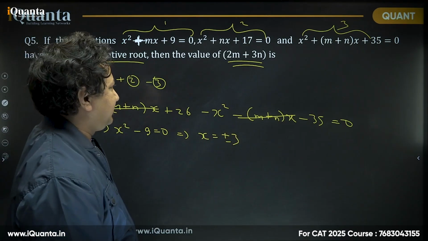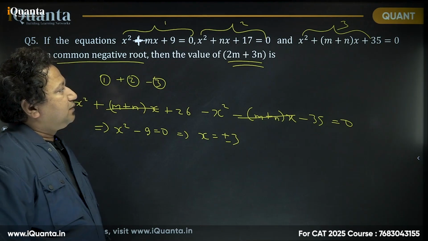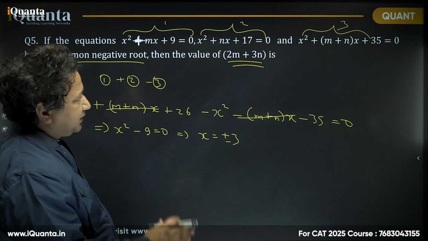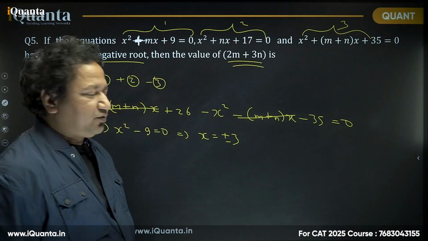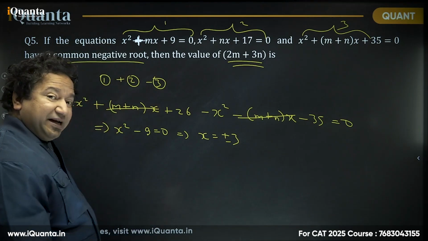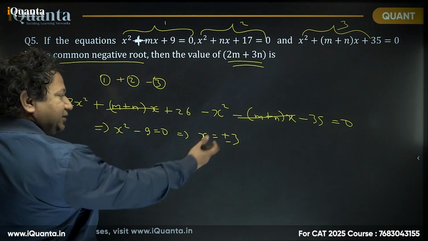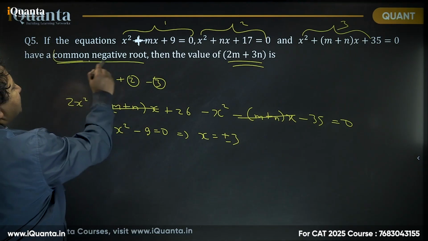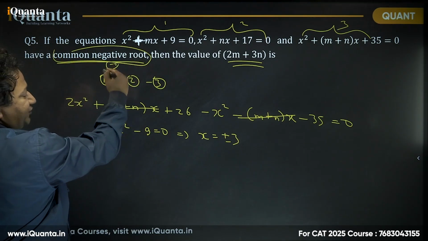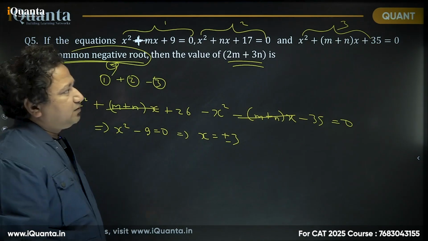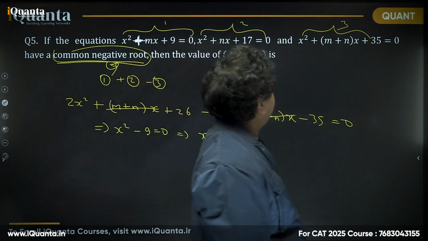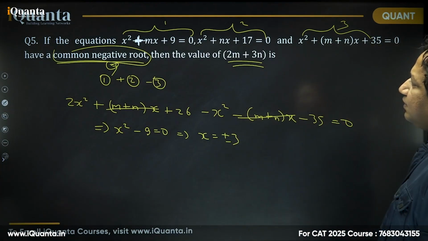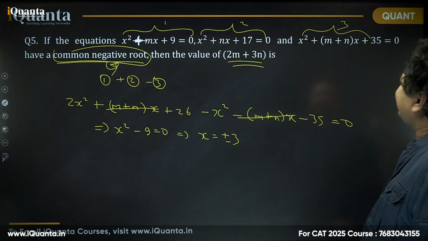It is said in the question that all these equations have a common negative root. So basically that common negative root is nothing but -3. By now, we have understood that the value of x is -3. Okay, we got that. We need to find the value of 2m + 3n. That's what we need to find.